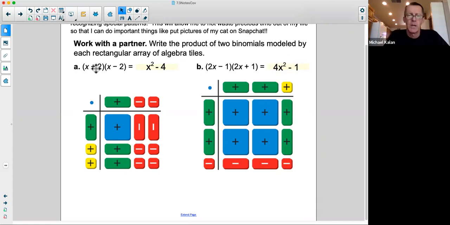So what you're seeing is here we had conjugate binomials. Here we had conjugate binomials. Notice the pattern. Difference of two squares. Just the first term squared minus the second term squared. First term squared here was x, right? So that's x squared minus the second term squared. So 2 times 2, 4. All right.